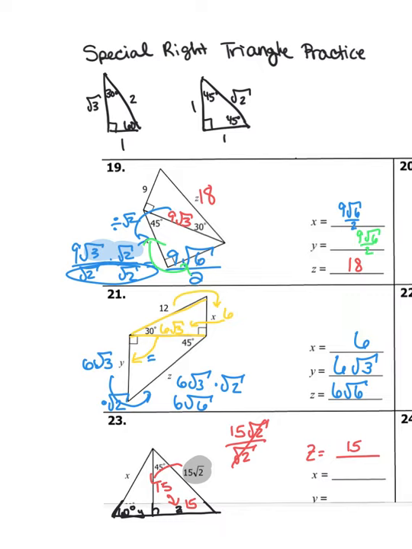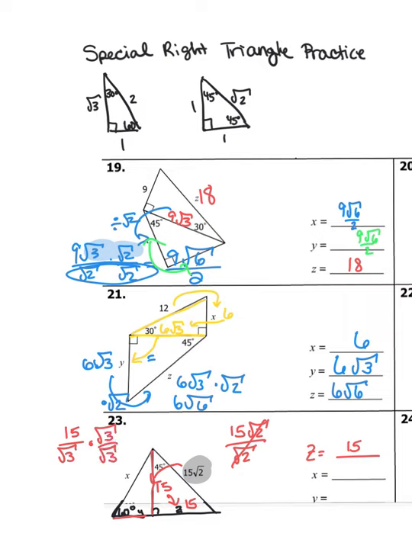And that gives me the long leg of my 30, 60, 90 triangle. I always want to revert back to my short leg. So how do I go from the long leg to the short leg? I'm going to divide by the square root of 3. So I have 15 divided by the square root of 3. I have to rationalize my denominator, so I'm going to multiply by the square root of 3 over the square root of 3.